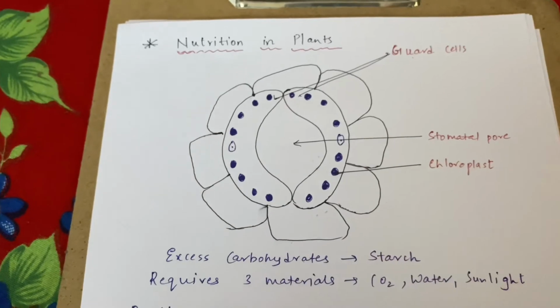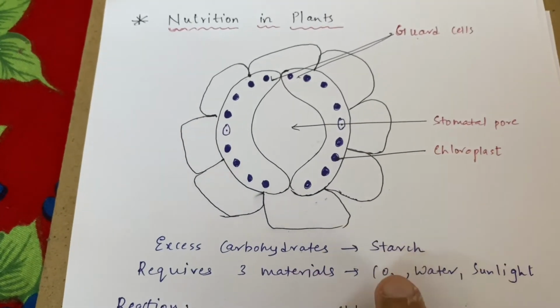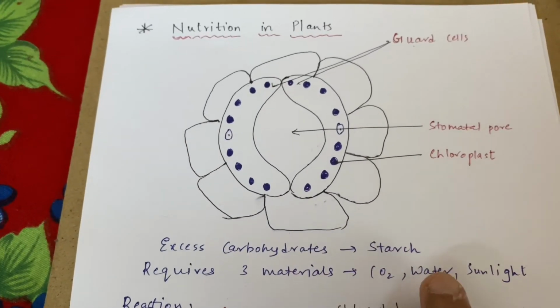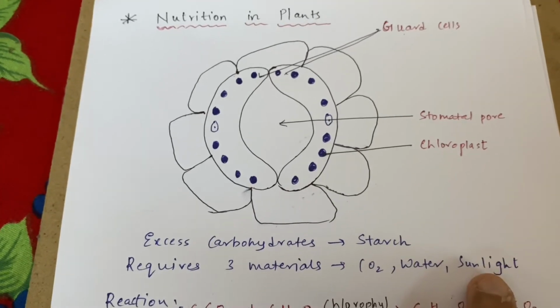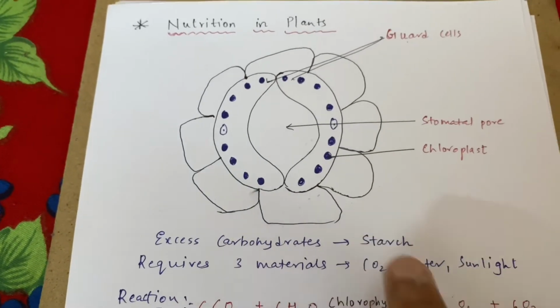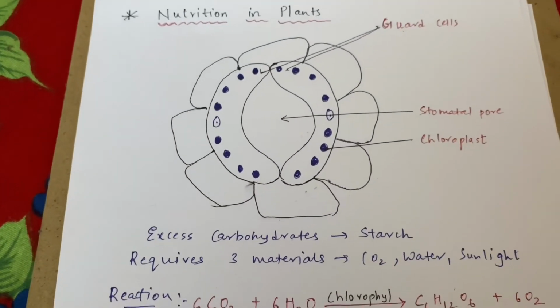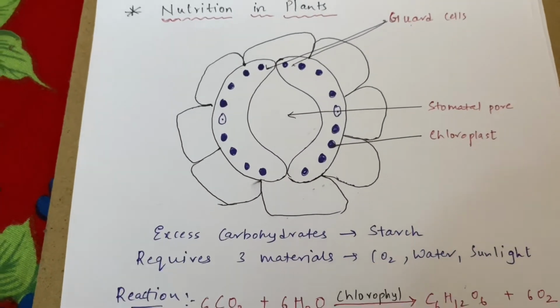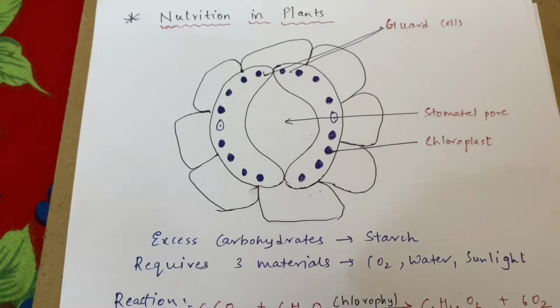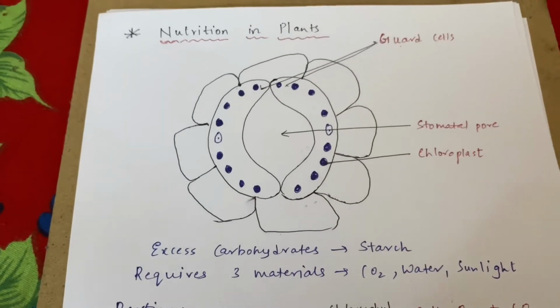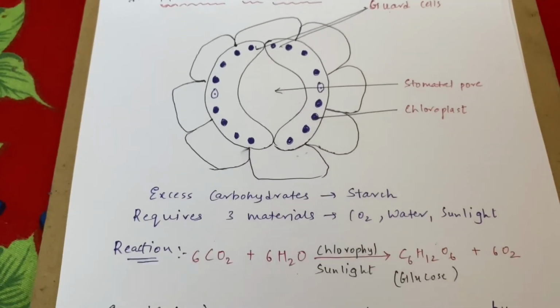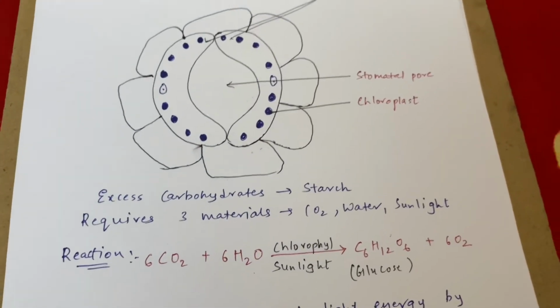As it has three materials, carbon dioxide is obtained from the stomata pores, water is obtained from the root, while sunlight is obtained from the atmosphere, correct? With the help of this, the chlorophyll that is present in the chloroplast starts the process that is called photosynthesis. It performs the functions and obtains the energy, correct? And obtains the food. So this is the reaction which the plants do.